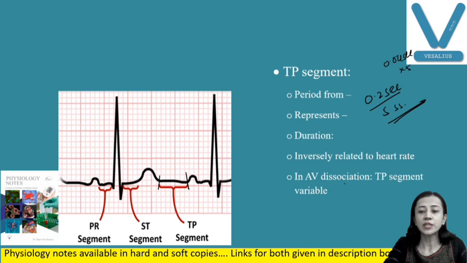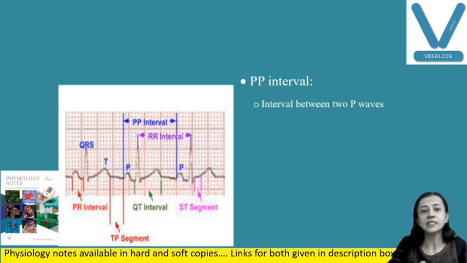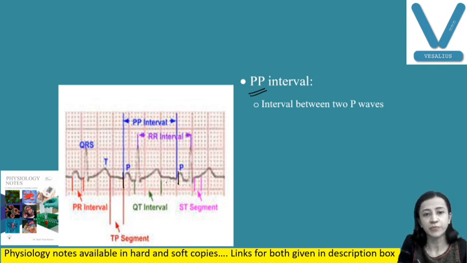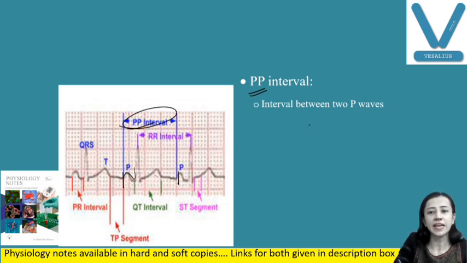Now we'll discuss intervals. An interval is between two waves. Starting with the PP interval, that is the interval between the onset of the first P wave to the onset of the next P wave. So you will have this P wave, QRS, T, all in between this interval, and this is equal to one cardiac cycle. This is equal to 0.8 second. Fine.